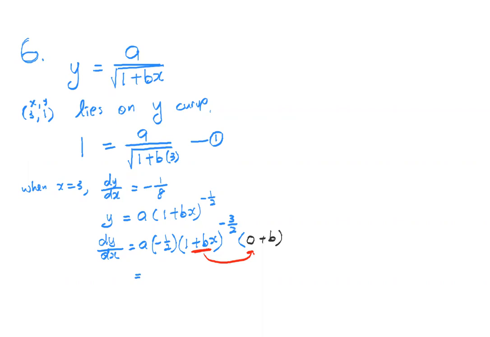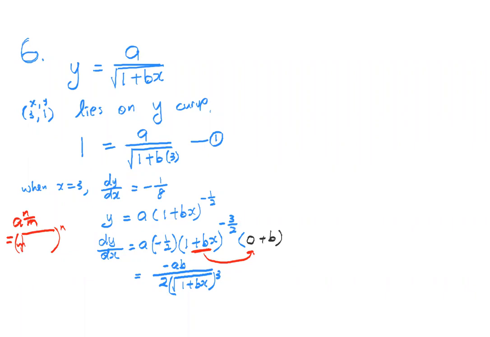So now the whole thing can be written and simplified as a times b, and there is a negative sign, so negative ab over 2 square root of (1 plus bx), the whole thing cube. So if next time you have a to the power m over n, you can say root of, and the whole thing power m. Understand? You can write it like that so it's more comfortable.